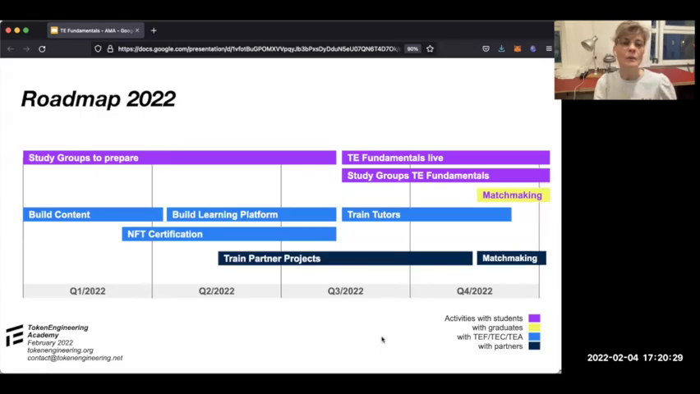Let me say some more words about our roadmap. So, of course, the most important question, when will the course be available? Since we are just about to start building it and get it going, our plan is to have it live by Q3 2022. So this is the moment when you can enter the course, take the lessons. It's an online course, so you can learn at your own speed, fully independently, in Q3 2022. Nevertheless, we'll have study groups to prepare for it starting in March.